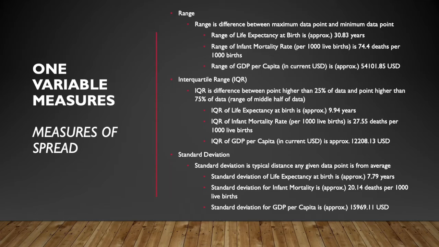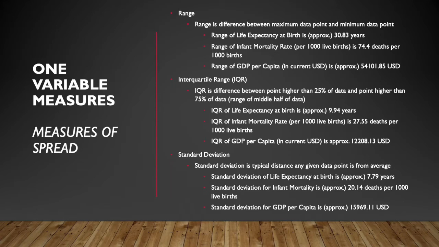The IQR of life expectancy at birth for the 42 countries being analyzed is approximately 9.94 years. The IQR of infant mortality rate per 1,000 live births is 27.55 deaths per 1,000 live births. The IQR of GDP per capita in current USD for the 42 countries being analyzed is approximately $12,208 US dollars and 13 cents. The standard deviation is the typical distance any given data point is from the average.